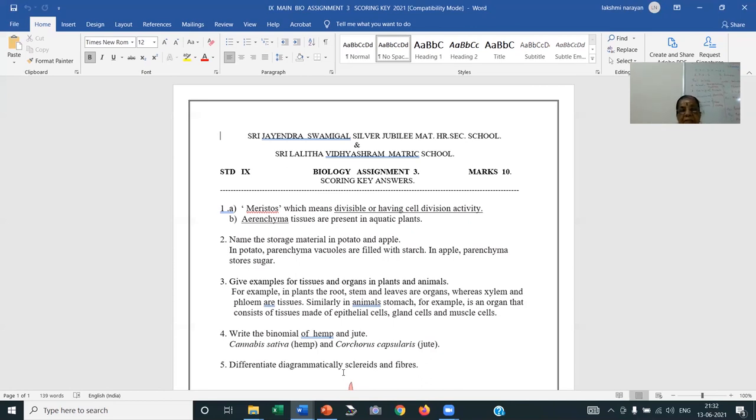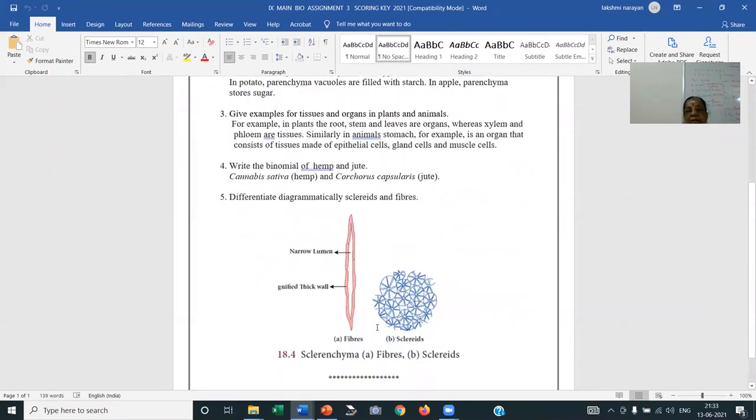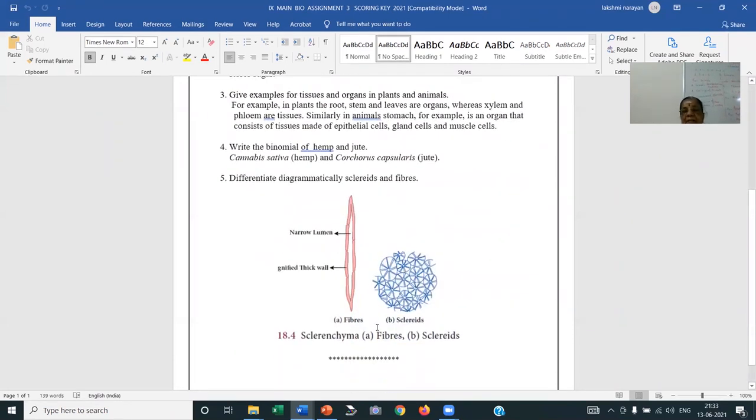Clear? Then write the binomial names of hemp and jute. It's given in our textbook. Now the lessons combined. So Cannabis sativa is hemp and Corchorus capsularis is jute. I hope you understand. This is for the 4th question. Then represent diagrammatically sclerites and fibers. The diagram is given in our textbook.